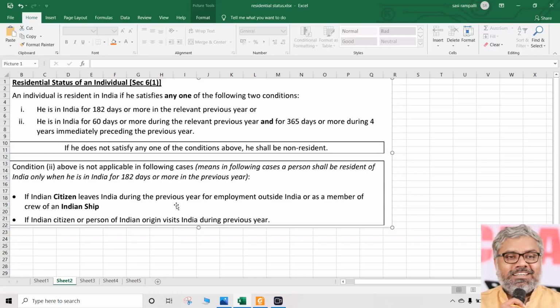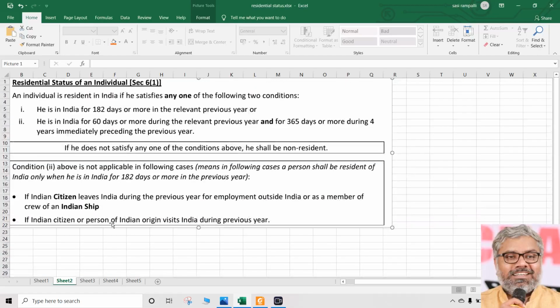So either way, that person falls under the exceptional category if he is leaving India for the purpose of employment, or if he is leaving as a member of crew of an Indian ship, with only the 182 days condition being applied to them. The second condition does not apply to such a person. Of course, he has to be an Indian citizen. Basically, he is in India and he is leaving India during the previous year, either for the purpose of employment or as a member of crew of an Indian ship. So here the person is going from India to outside India.